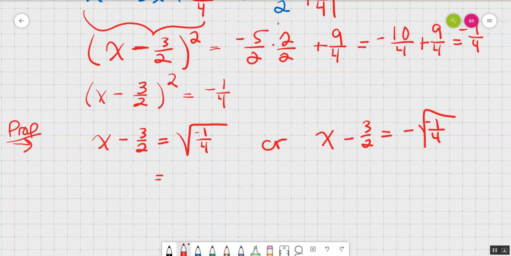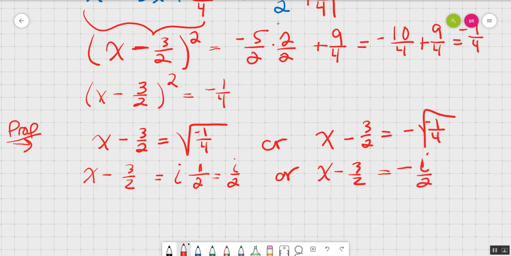Okay, so negative roots, we know how to deal with this. We have complex numbers, that's going to be i. The square root of 1 is 1, the square root of 4 is 2, so I'm going to rewrite this as i over 2, and that's still equal to x minus 3 over 2. Or x minus 3 over 2 is negative i over 2, because it does the same thing. Negative pulls out an i, square root of 1/4 is 1/2. Good times. Now we're just going to add our 3 halves.